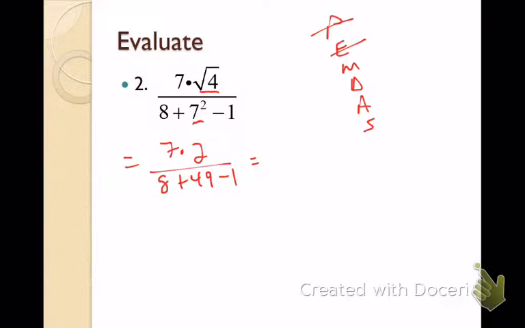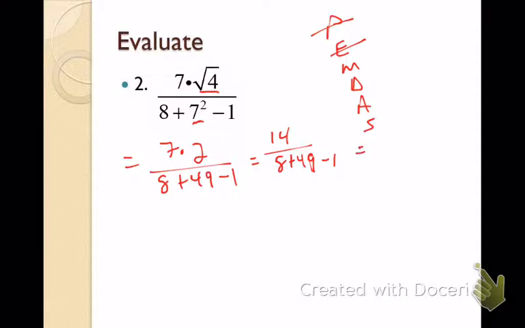Remember that we're sort of working in the grouping symbol right now with the fraction bar. We're simplifying the numerator, and then we're simplifying the denominator. There's multiplication in the numerator. 7 times 2 is 14. But there's not any multiplication or division in the denominator. So we move on.